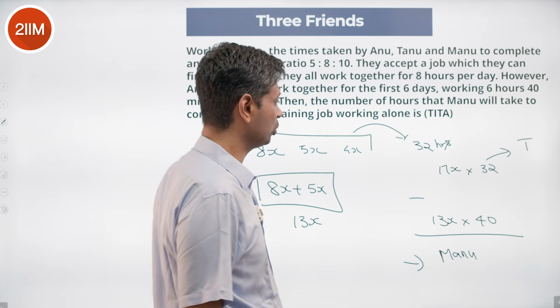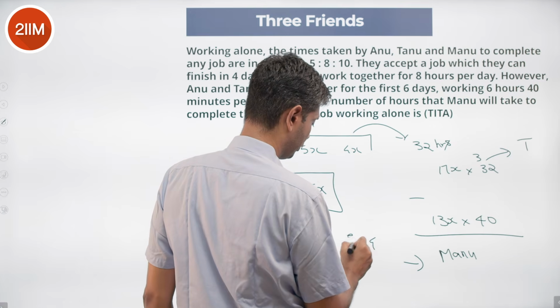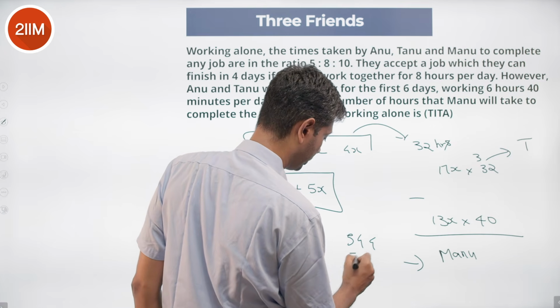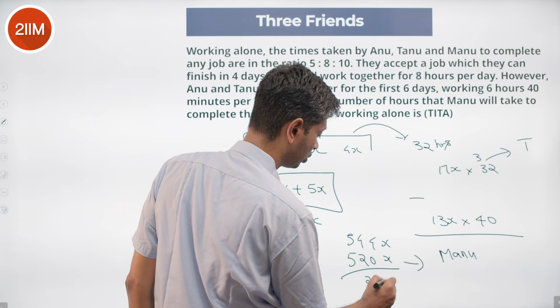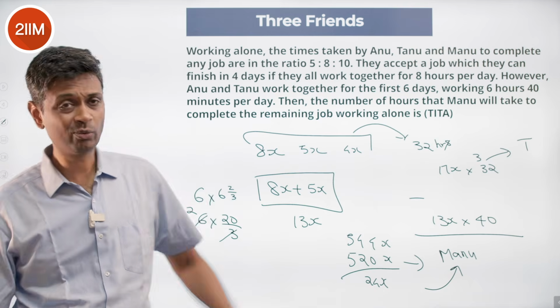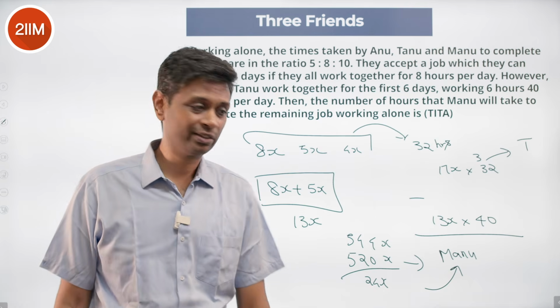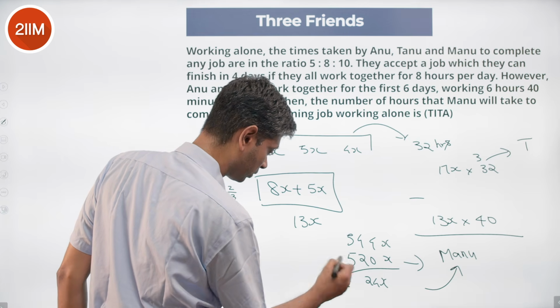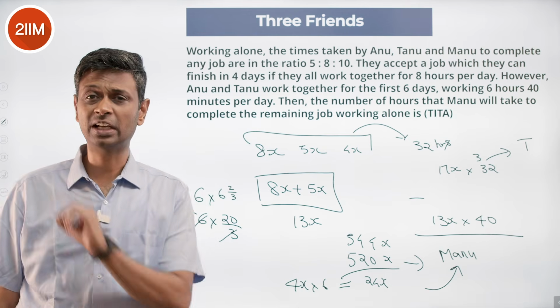So 17x into 32: 17 2s are 34, 17 3s are 51, plus 3, 54. 13 into 40 is 520. This is 544x, 520x. 24x is what Manu does. What can Manu do? Manu does 4x in 1 hour. 24x, he'll take 6 hours. 4x into 6 is 24x. 4x units per hour, 6 hours of work.